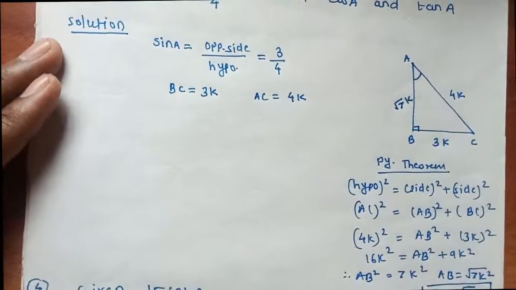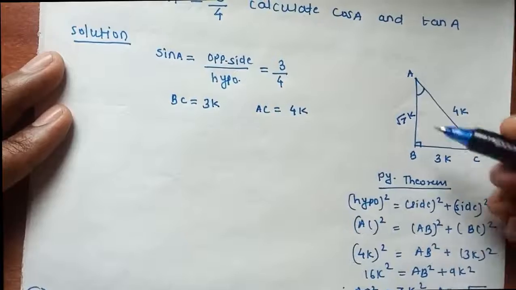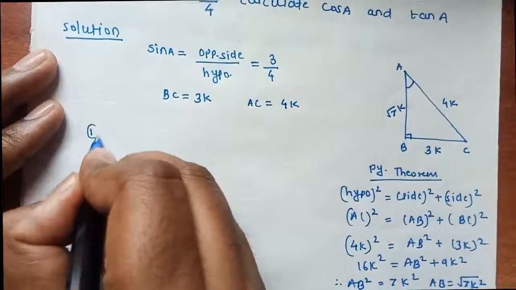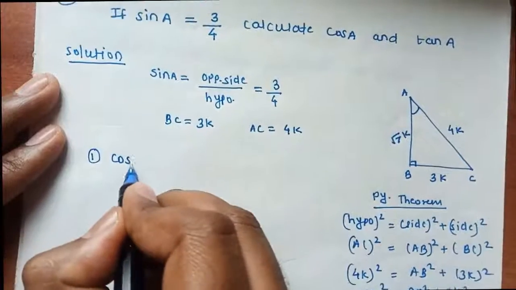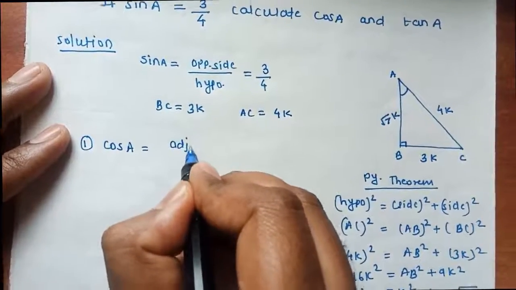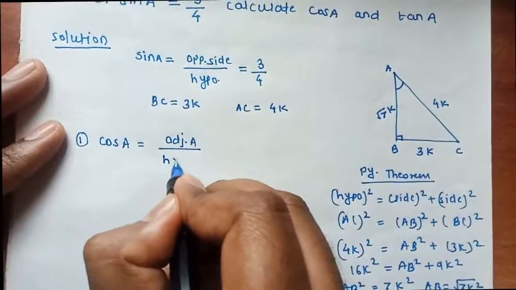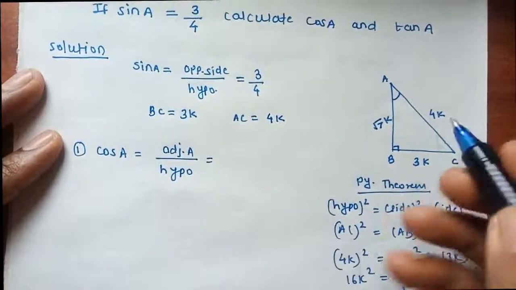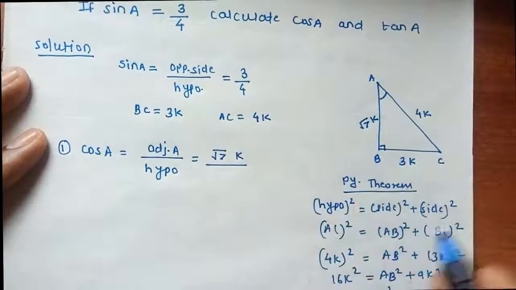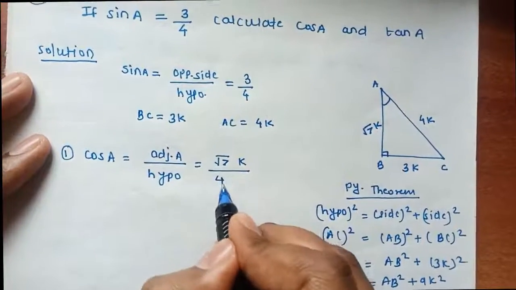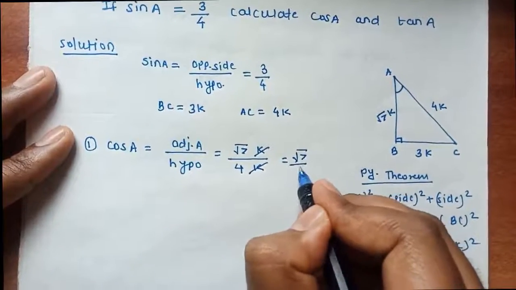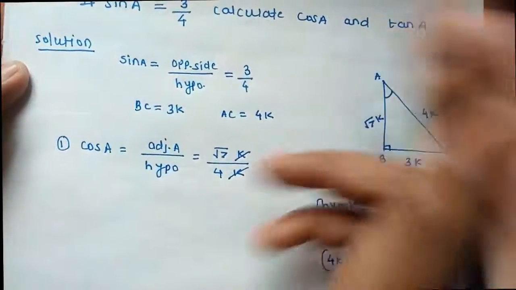So I got the values. Now I have the values of AB, BC and AC. The first trigonometric ratio we have to find is cos A. Cos A is adjacent upon hypotenuse. The adjacent side is root 7 into k, and the hypotenuse is 4k. The k and k cancel, so you get the answer root 7 upon 4. So this is my first ratio.